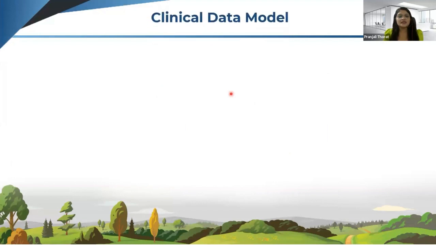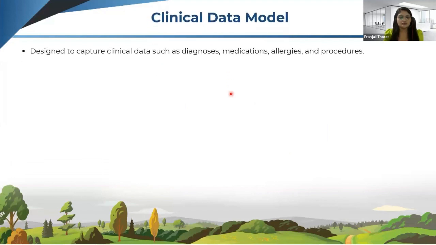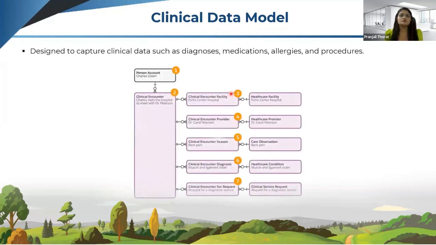So the next is the clinical data model. The clinical data model captures a patient's clinical data. An electronic health record is a digital version of the patient's paper chart. EHRs are real-time, patient-centered records that make information available instantly and securely to authorized users. Clinical data can be integrated with Salesforce using standard APIs.